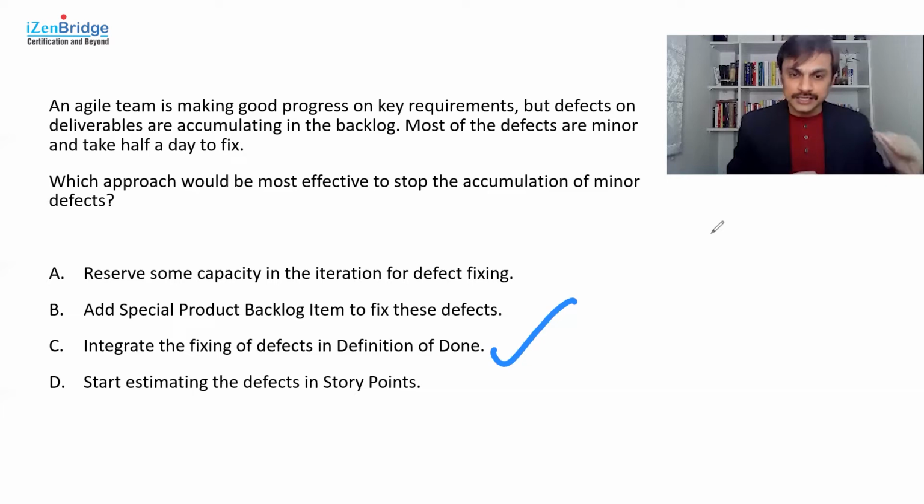Reserve some capacity in the iteration for defect fixing. Now, this might be a good idea for already accumulated defects. You may say that we already have this much, and rather than just working on the new requirements, where we seem to be doing well, but we are accumulating defects, some percentage of our iteration capacity should be applied there. It may reduce the total number of defects, not necessarily the newly arriving defects. So accumulation may still keep happening, but since you are burning down, the overall absolute accumulation may start reducing. So that seems to be a good option in general.